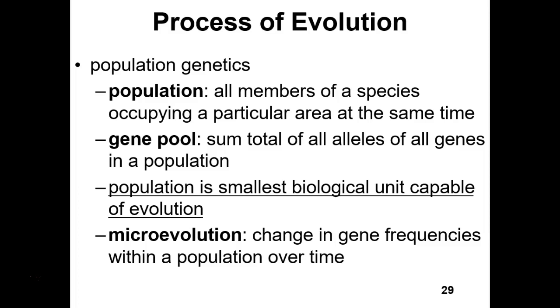So a population is considered the smallest biological unit able to evolve. You don't have an individual evolve. You're not going to just give birth to a new organism. That would be really weird. But what happens is within populations, as the genes change, evolution can occur. So microevolution is the change in gene frequencies that can eventually lead to evolution. Macroevolution is where there are new organisms that evolve.